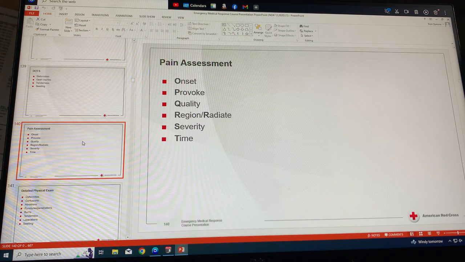Pain assessment, okay? As part of a physical exam, if the patient is responsive, ask questions to gain information about pain. One method of questioning can be remembered using the mnemonic OPQRST, which stands for onset, provoke, quality, region, radiate, severity, and time. It can be used for both patients who have been injured and those who have a medical condition.